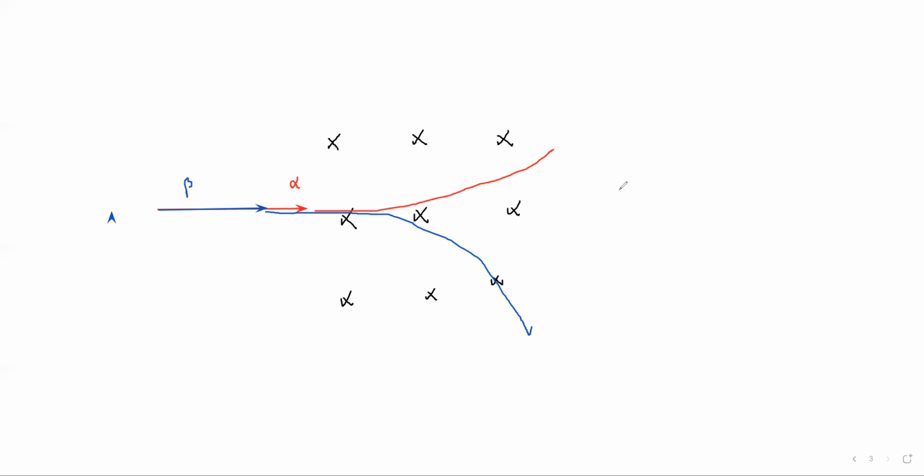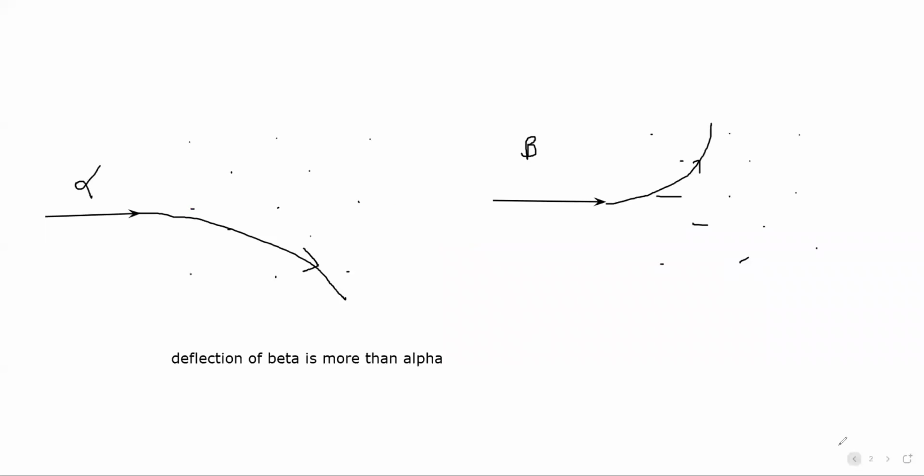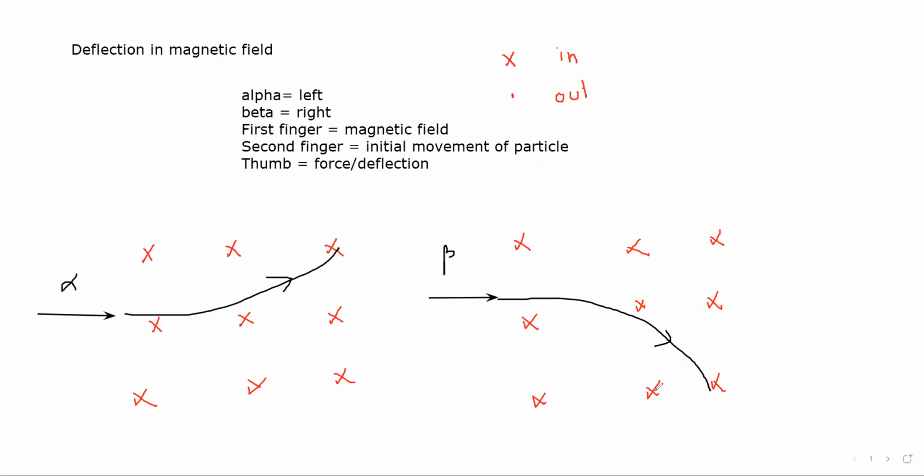The deflection of alpha and beta in the magnetic field. The gamma is not deflected by the magnetic field. Why? Because it does not have any charge. Only a charged particle can be deflected in a magnetic field. If it is a dot, it means the magnetic field is out. If it is a cross, it means the magnetic field is in. So cross means in and dot means out.